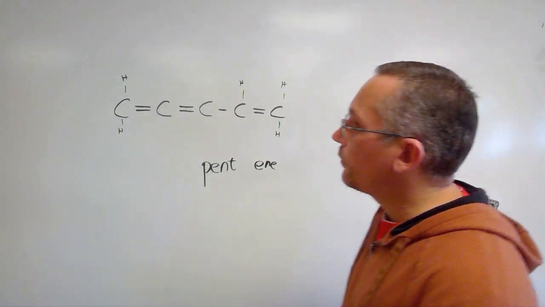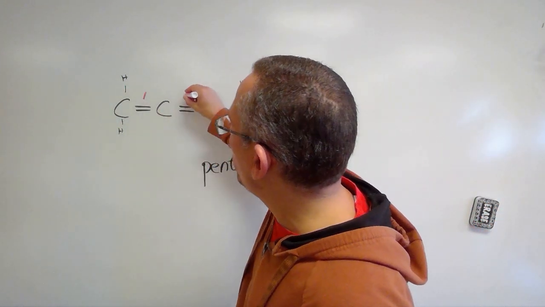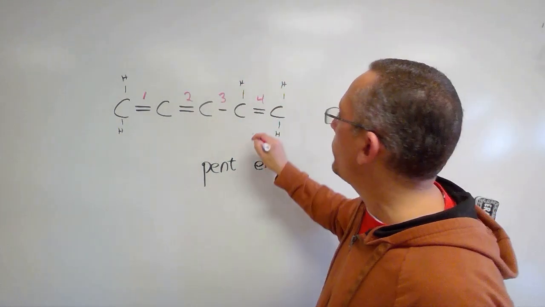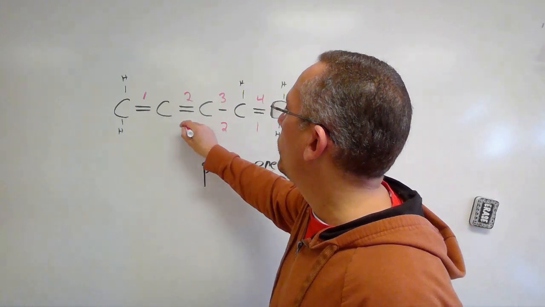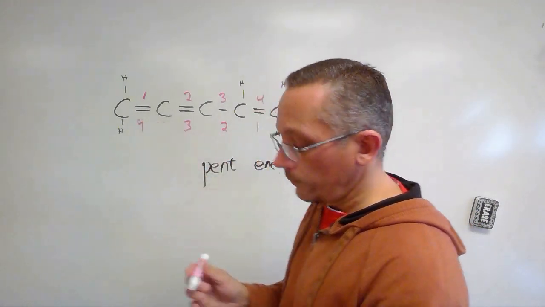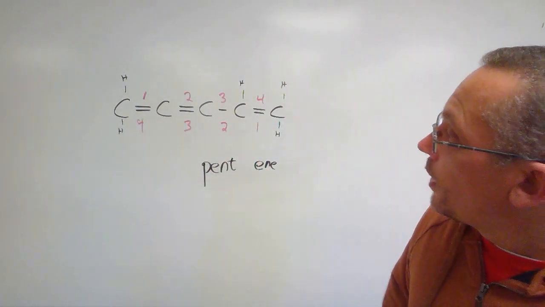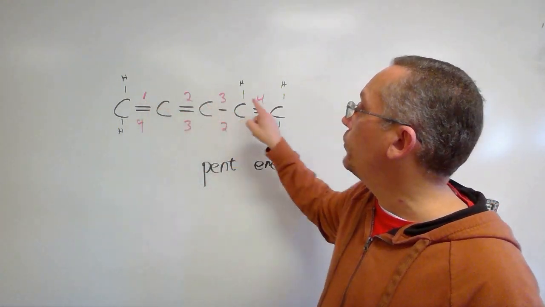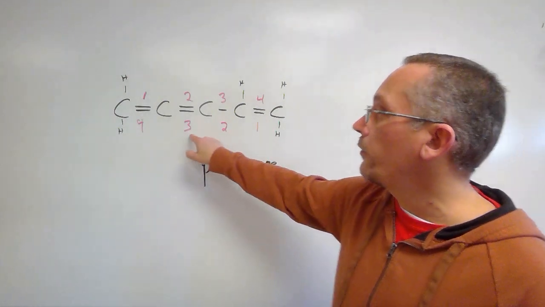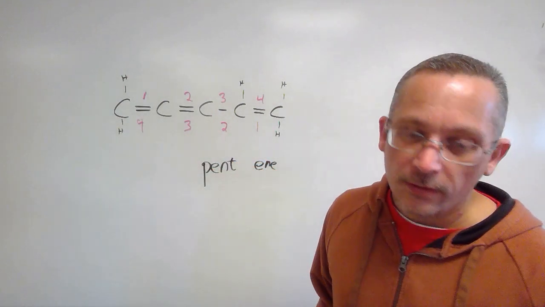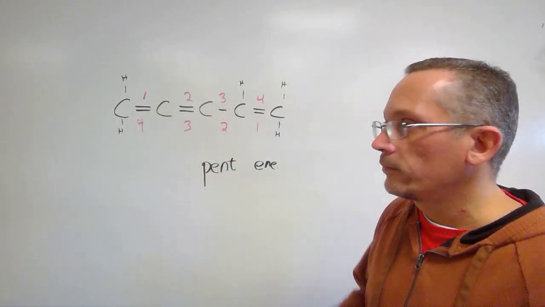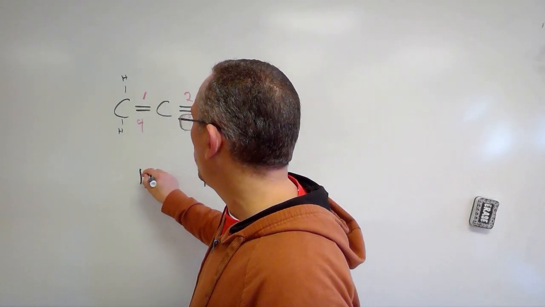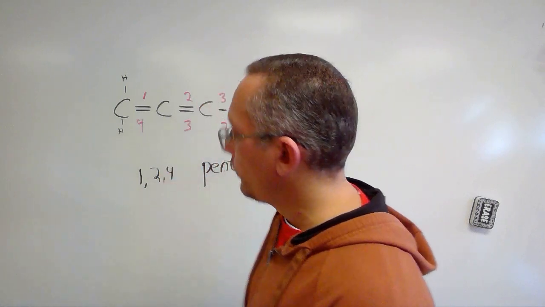And then let's find our bond numbers. Which way should we number our bonds? Should I number them 1, 2, 3, 4? Or should I number them 1, 2, 3, 4? Well, the first way gives me the smallest numbers, right? I would end up with 1, 2, 4 versus 1, 3, 4. 1, 2, 4 is smaller than 1, 3, 4. So we have bonds on number 1, 2, and 4.